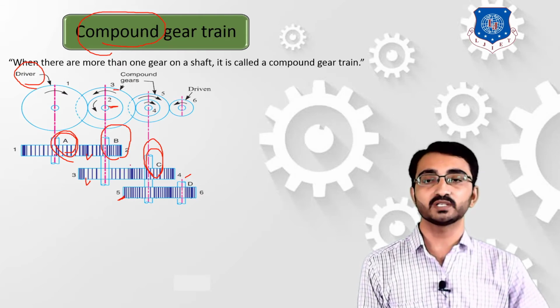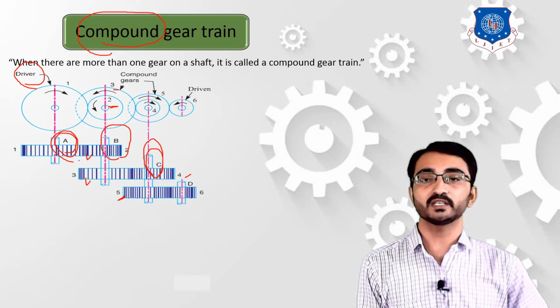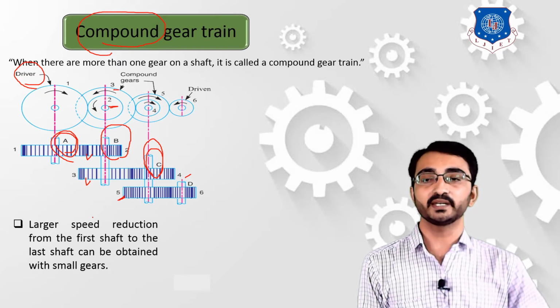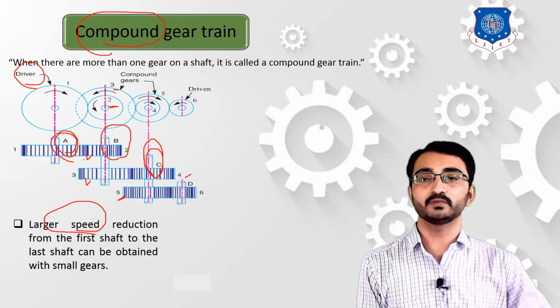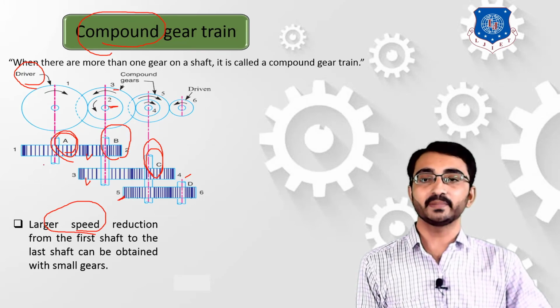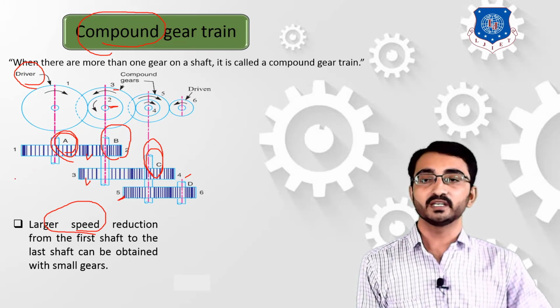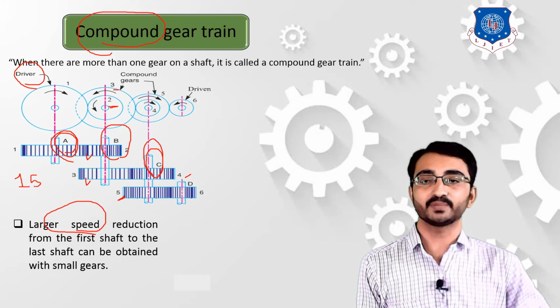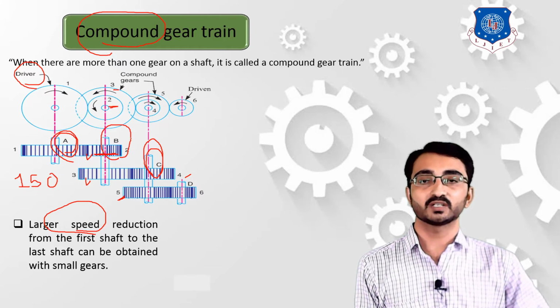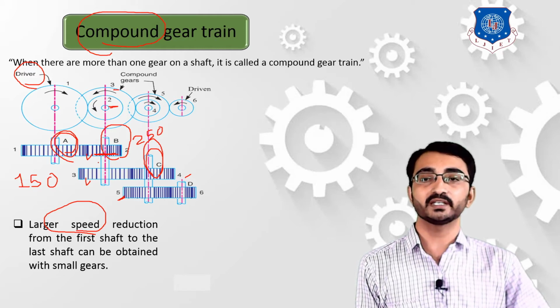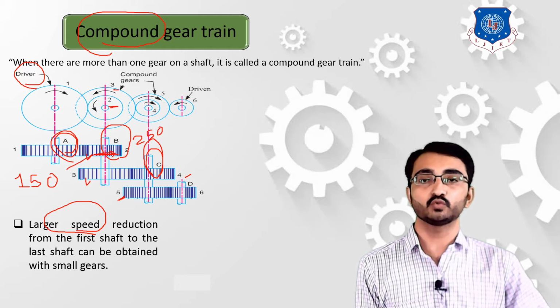Now, why are we using this compound gear train? Over here, you will be able to obtain large speed reductions, or we can say large speed ratio changes. How can it be achieved? Let's consider that gear number 1 is rotating at 150 rpm. Now the diameter of gear 2 is small, which means it will be rotating at a high speed. So let's consider it will be rotating at 250 rpm. So here you can increase the speed from 150 to 250 rpm.